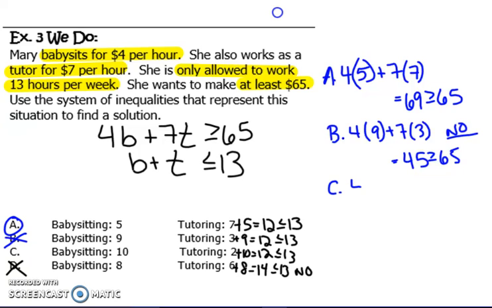We're going to check point C, $4 an hour, 10 hours of babysitting, plus $7 an hour for 2 hours of tutoring. That gives me a total of $54, but again, it's still not greater than 65, so no, C is not an answer as well. The only solution out of these 4 is letter A. Now, this does not mean that's the only solution, it's just the only one in our answer choices.